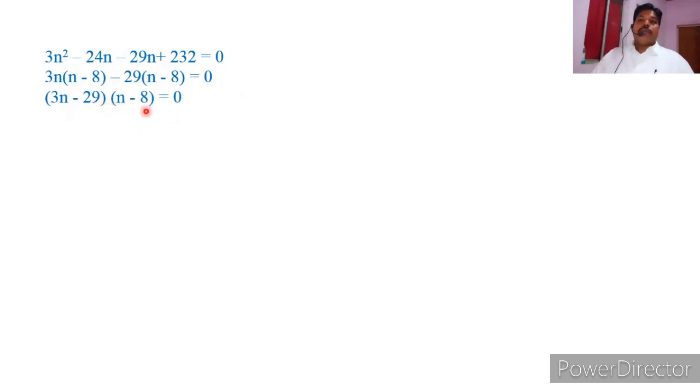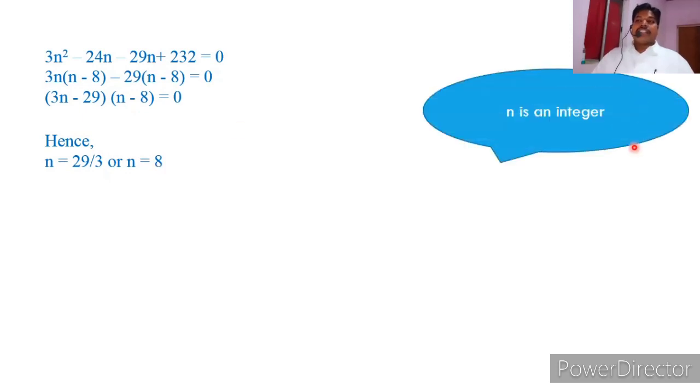So a into b equal to 0 means a is equal to 0 or b is equal to 0. If a is equal to 0, n value will become 29 by 3. If b is equal to 0, n will become 8. But n is an integer. As n can only be an integer value, n is equal to 8. So you have to take only the integer value, and we do not take the other value.